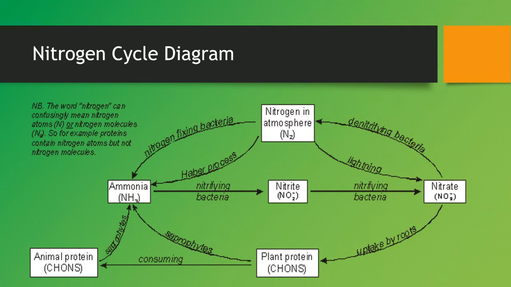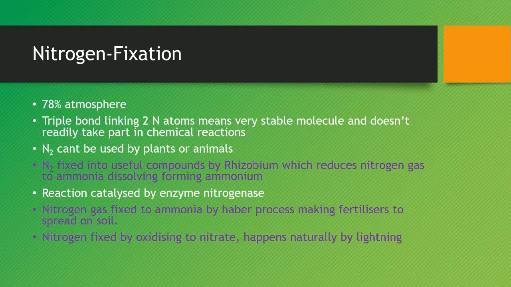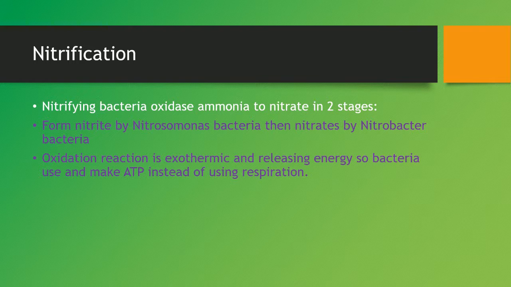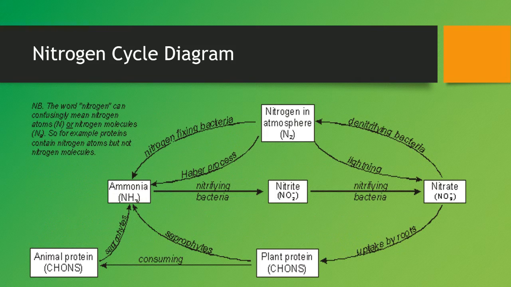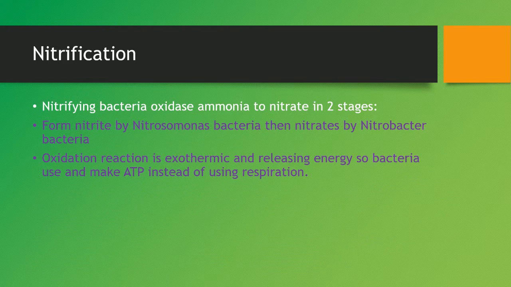So at the moment we've done the Haber process and nitrogen fixation. Nitrogen can also be fixed by oxidizing to nitrate, which happens naturally by lightning, as we see there. And nitrification is the process where nitrifying bacteria will oxidize ammonia to nitrate in 2 stages. So as we see here, 1 to nitrite and then 2 to nitrate. You will form nitrite by Nitrosomonas bacteria and then nitrate by Nitrobacter bacteria.